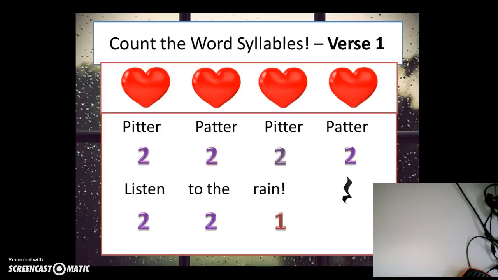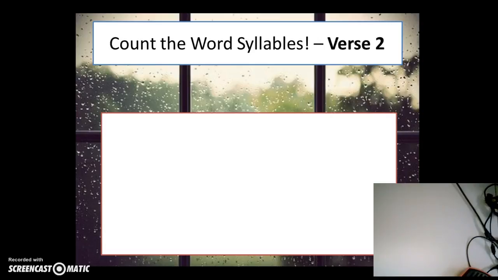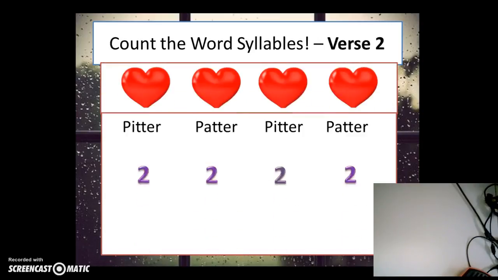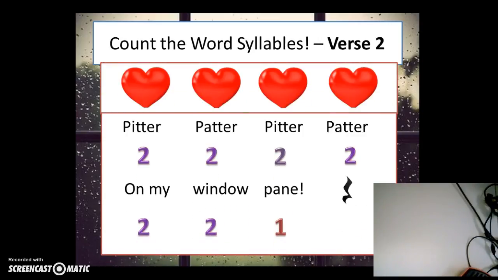And that's it. That's verse 1. Good job. Let's keep going. Now we're going to do the same thing for verse 2. Let's see if we can just do this right on the spot. Here we go. You're clapping the words. You're clapping the number of syllables for verse 2.